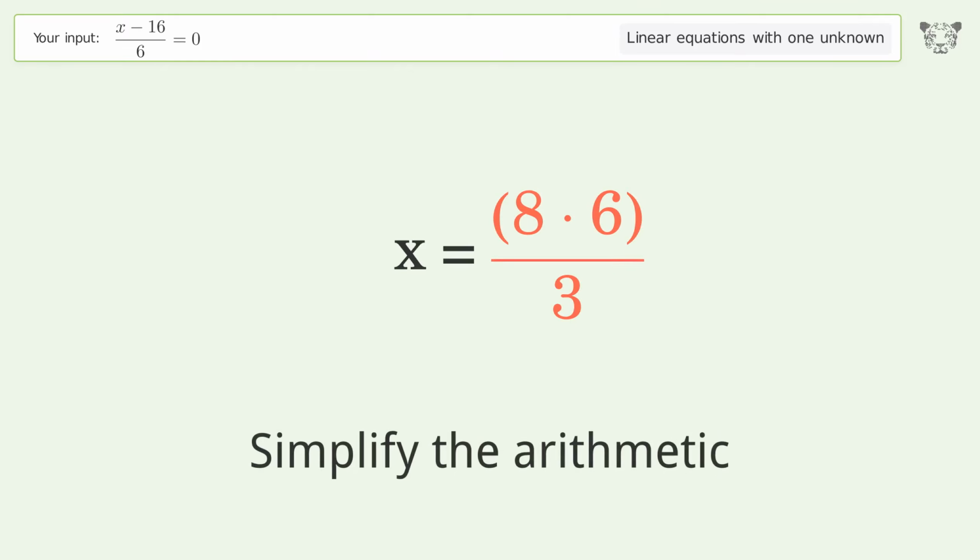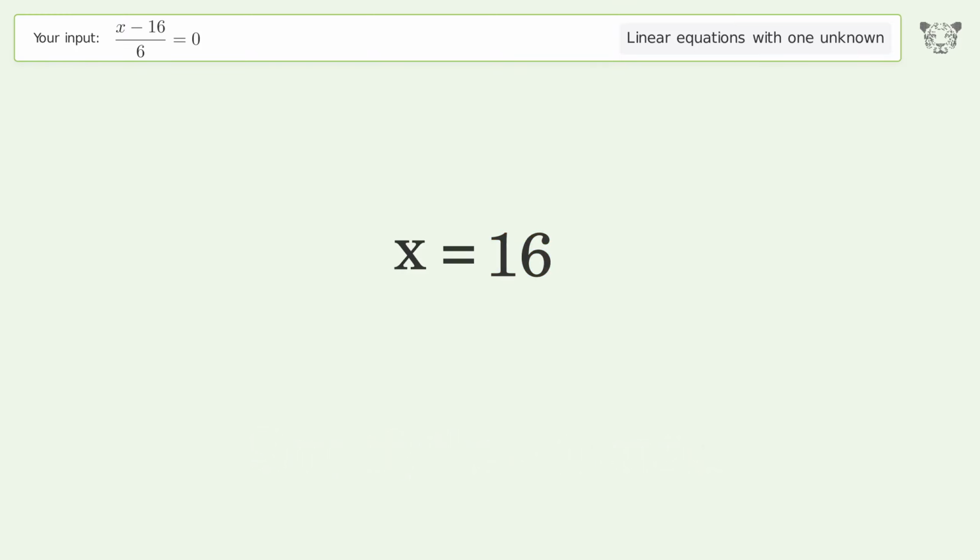Simplify the arithmetic. And so the final result is x equals 16.